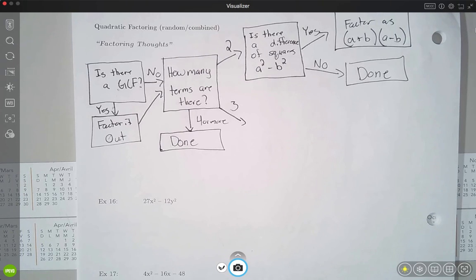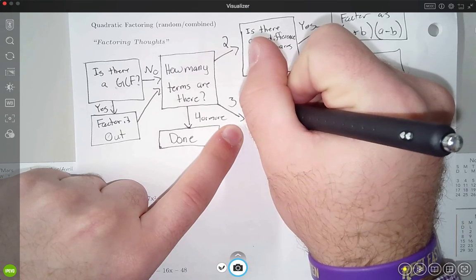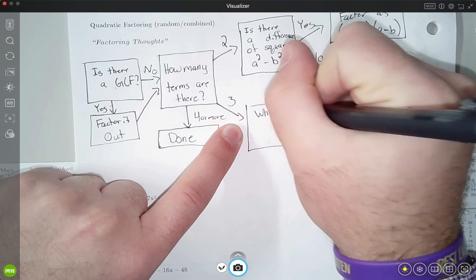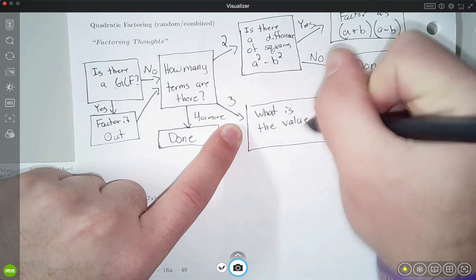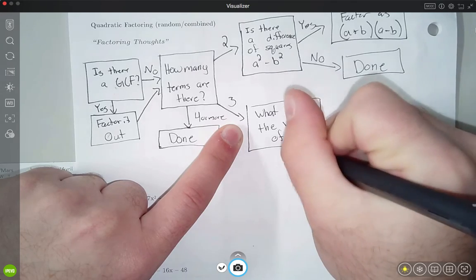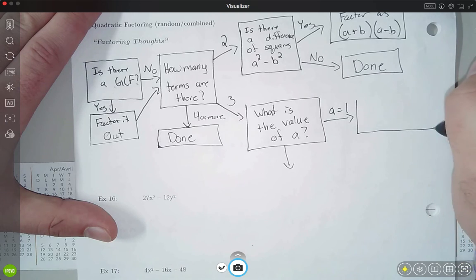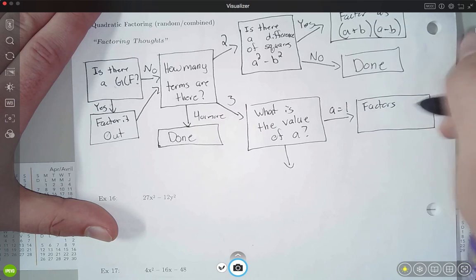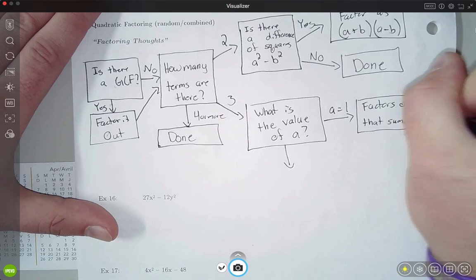Okay. 3 is probably the trickiest one. This is where I'm now talking about trinomials. So when I'm talking about trinomials, there's an additional question we have to ask ourselves, and that is, what is the value of a? Okay, and the reason we have to ask ourselves that question is depending on what a was, we factored this 2 different ways. So if a is equal to 1, then we factored it simply by looking for things that multiply to give you c. So we looked for factors of c that sum or add to give you b.